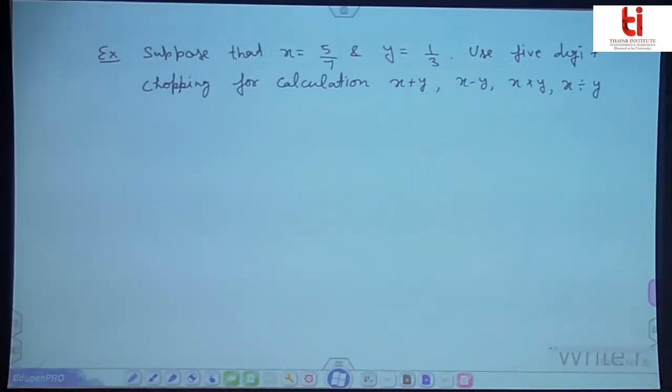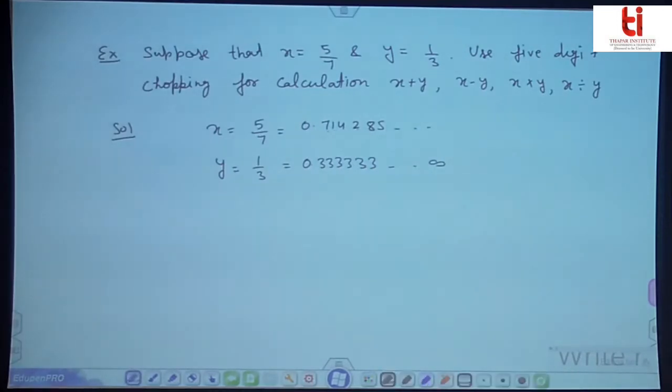So in order to compute the value of summation, addition, subtraction, multiplication and division, use chopping with 5 digits. Okay, let's do addition. X is equal to 5 by 7, that is 0.714285, and so on. And y is 1 upon 3, that is 0.3333, going up to infinity. Since we have to use 5-digit chopping, so 1, 2, 3, 4, 5.